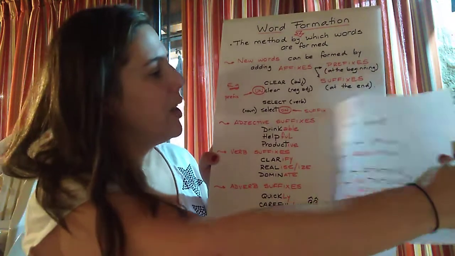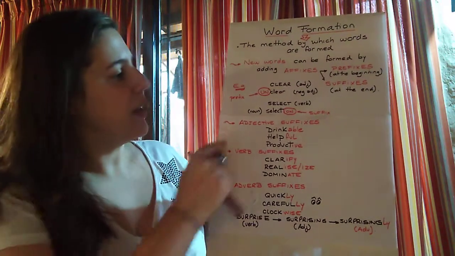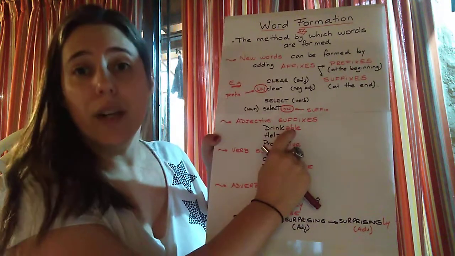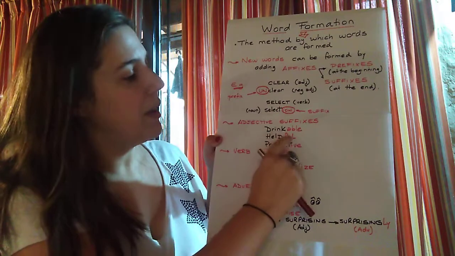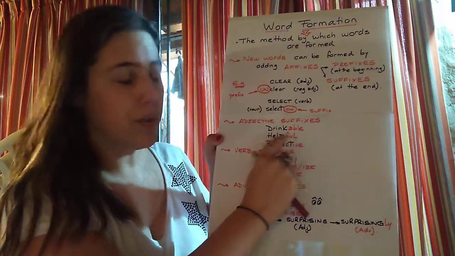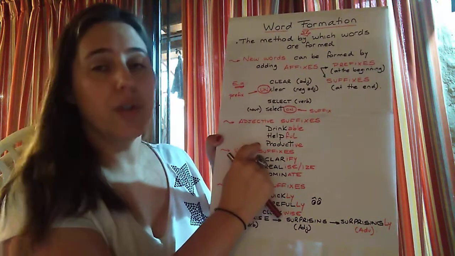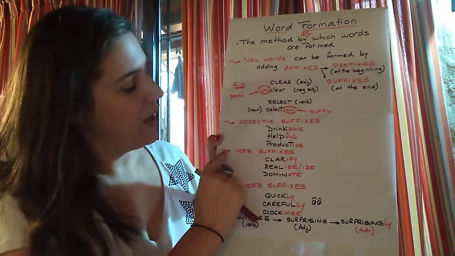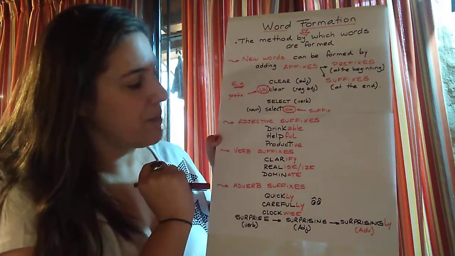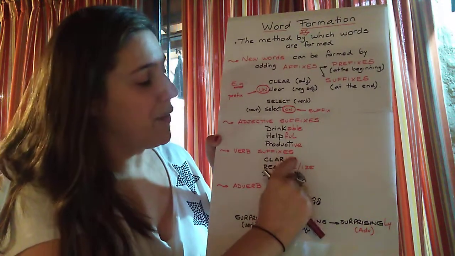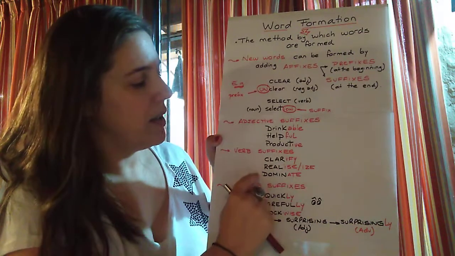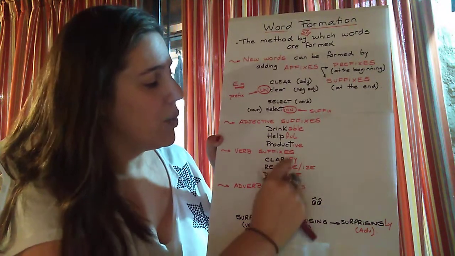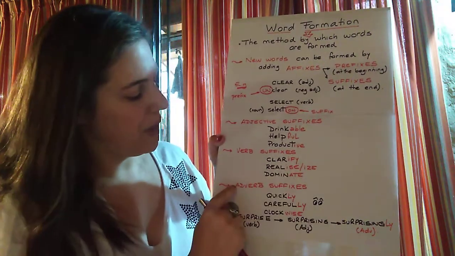Now let's deal with examples of adjective suffixes. Drink, drinkable, that you can drink. Help, helpful, that it can help you. Productive, it can produce. So these are examples of adjective suffixes. Then we have verb suffixes. To clarify, to realize, to dominate. So these are examples of verbs with these suffixes.